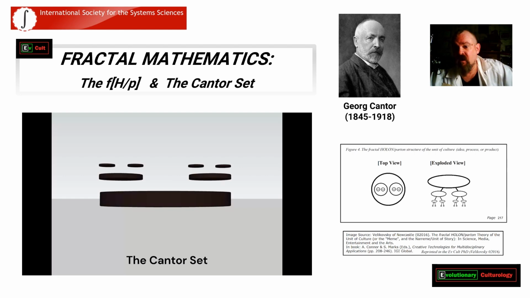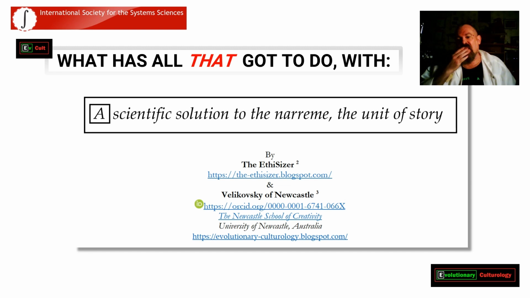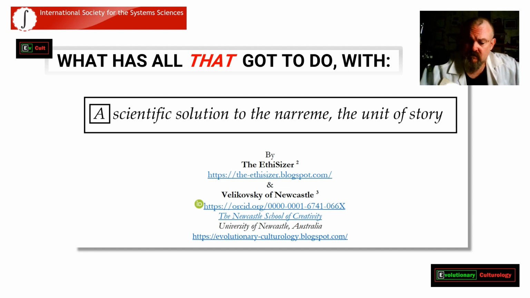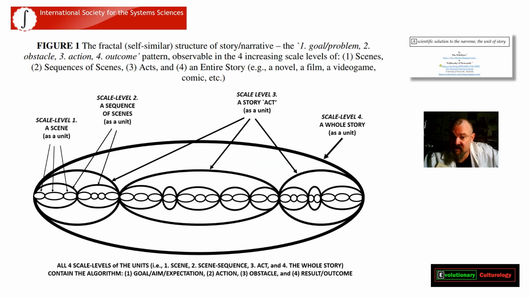Next. In EvCult we do. Next. Anyway, what's all that? Fractal mathematics and whatnot, 3 laws, got to do with what's the unit of story? Good question. Everything. Next. So there's your fractal holon and parton on 4 scale levels.